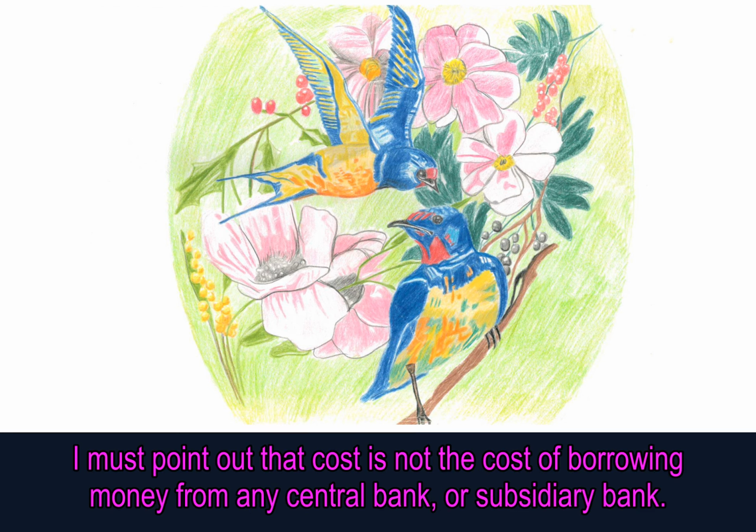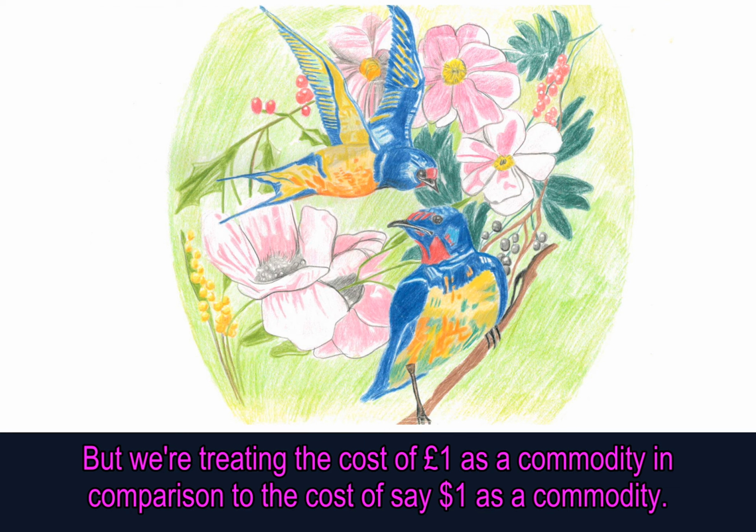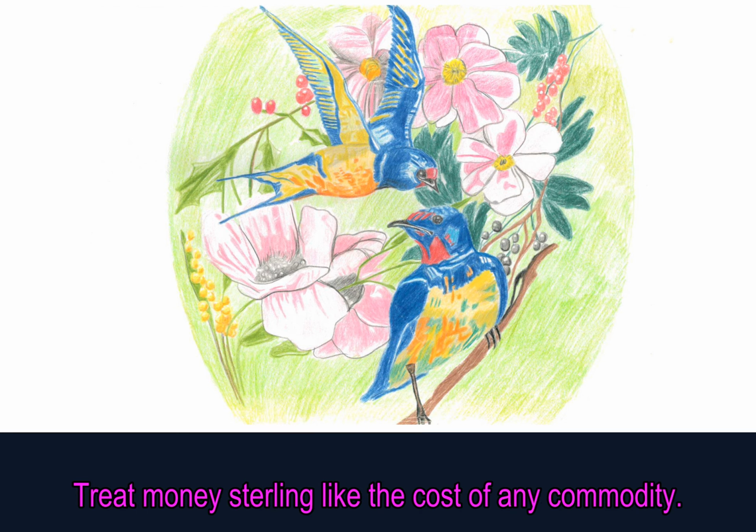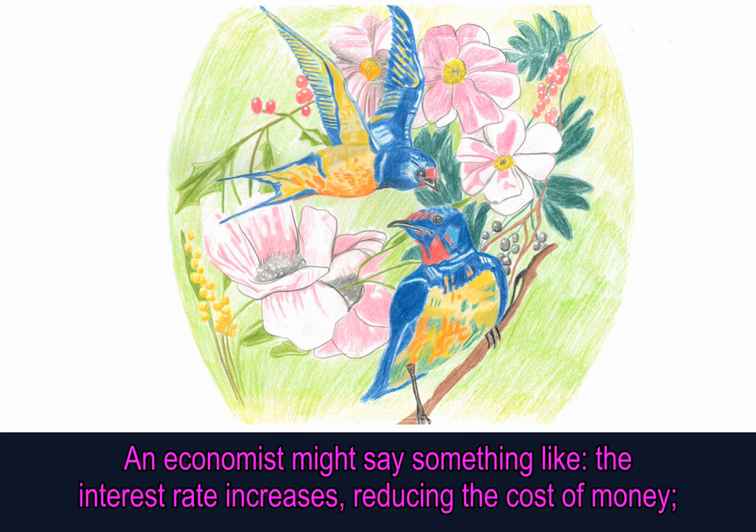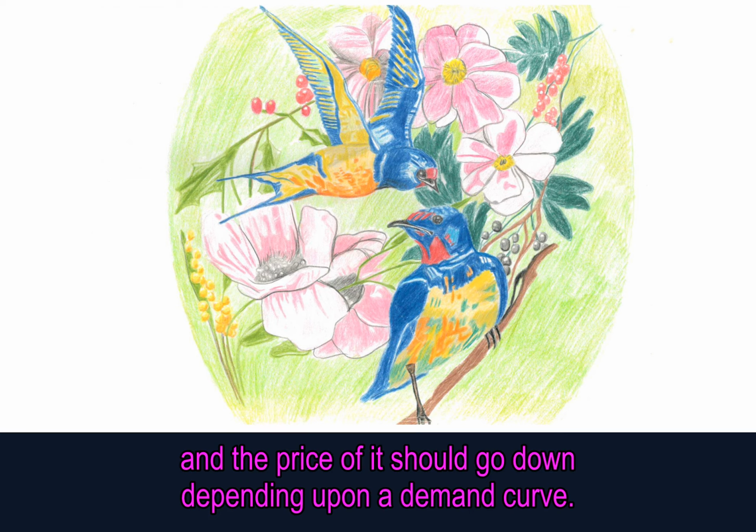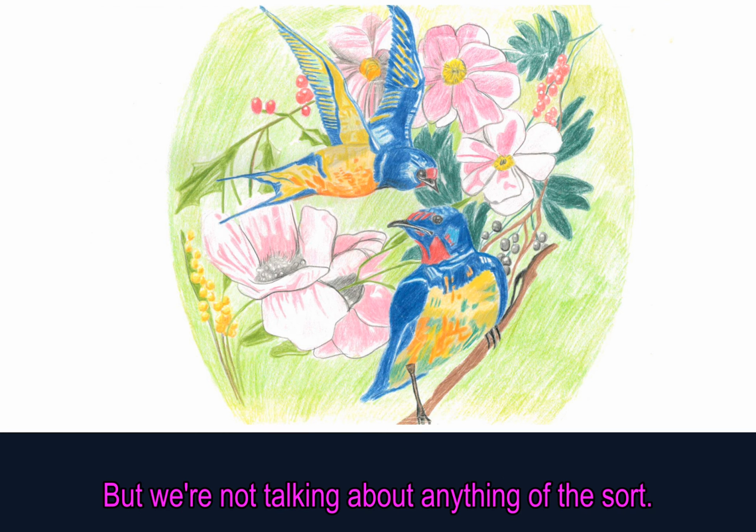I must point out that cost is not the cost of borrowing money from any central bank or subsidiary bank, but we're treating the cost of £1 as a commodity in comparison to the cost of, say, $1 as a commodity. Treat money sterling like the cost of any commodity. An economist might say something like the interest rate increases, reducing the cost of money, and the price of it should go down depending upon a demand curve. But we're not talking about anything of the sort.